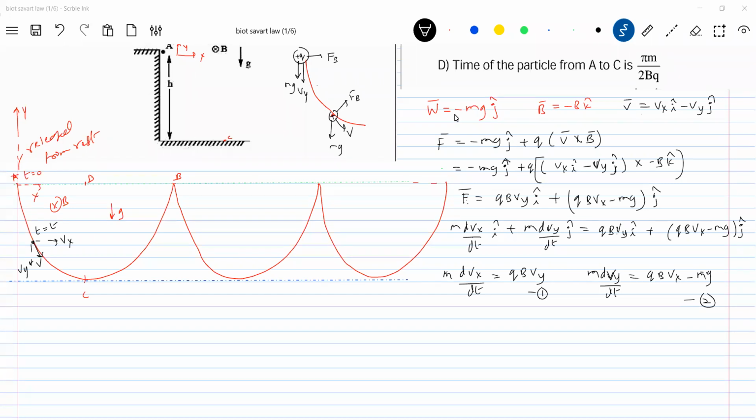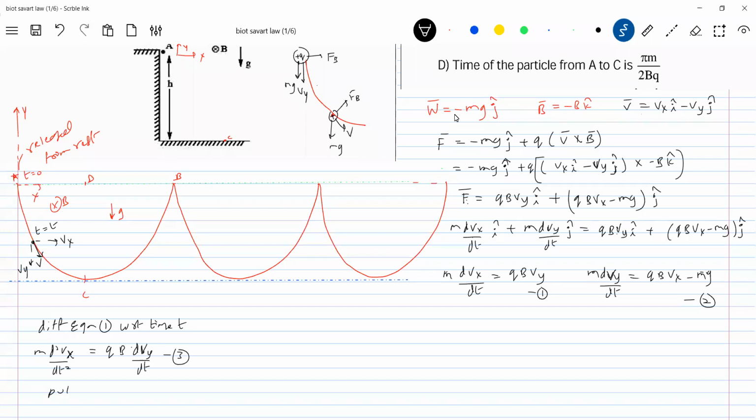Okay, let me differentiate equation 1 with respect to time t. m d square vx by dt square is equal to qB dvy by dt. Call this equation 3. Now I'm going to substitute 3 in 2, so that I'll get the expression for Vx.